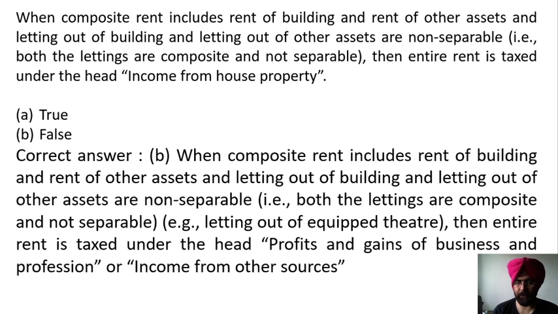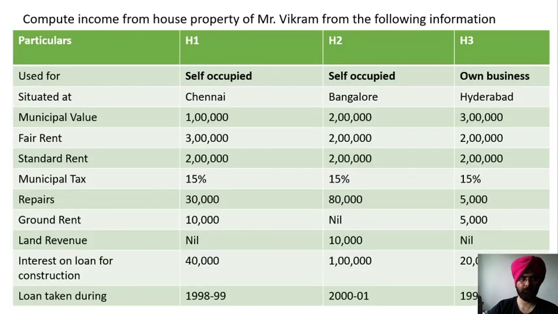So in case of a theater, you cannot rent out a building without a screen and without the basic infrastructure in the building. So the entire amount has to be rented out, and it cannot be taxed under the head income from house property. So it will be treated either under the head profits and gains from business or profession or income from other sources, depending upon the nature of the business of the assessee.